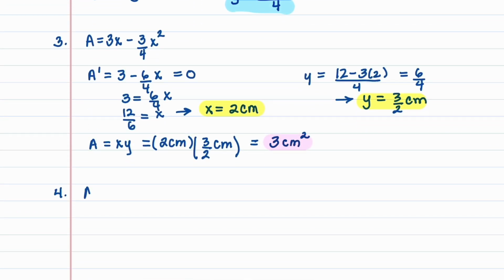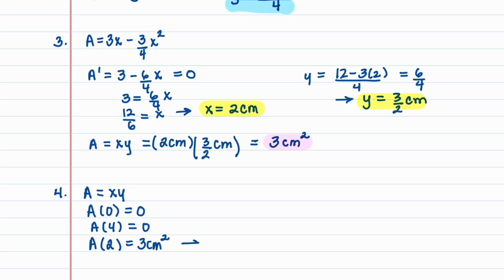We know that our area is equal to x times y, and we can use that. So A at 0 is going to be 0 because x is 0, and A at 4 is going to be 0 because y is 0. And then we have A at our critical point, which is 2 centimeters, is equal to 3 centimeters squared. So this is our maximum area.